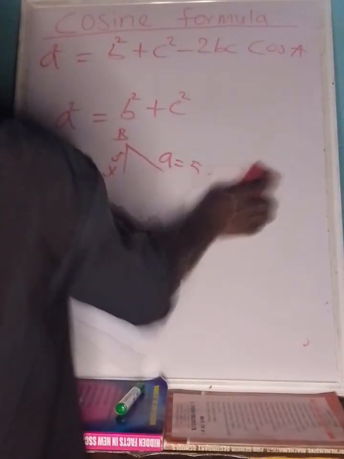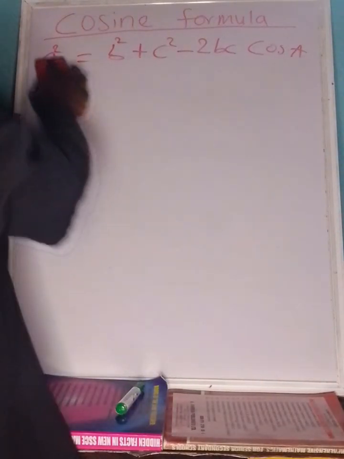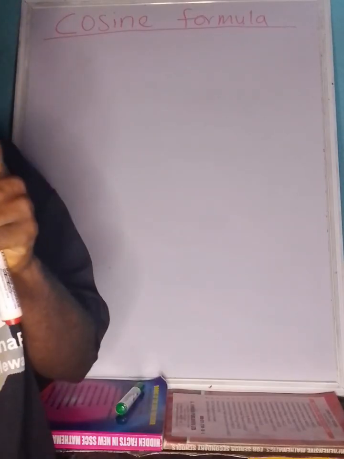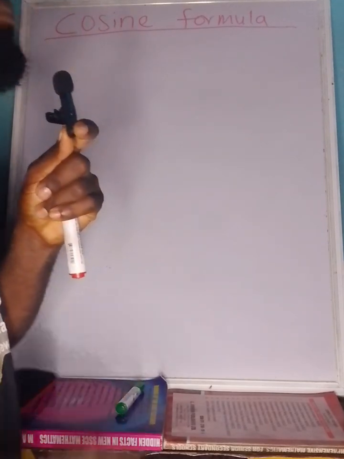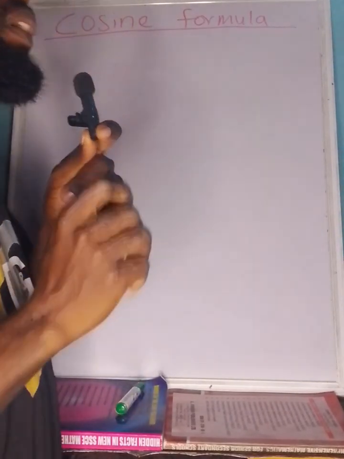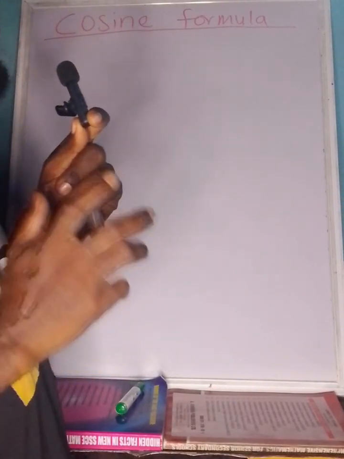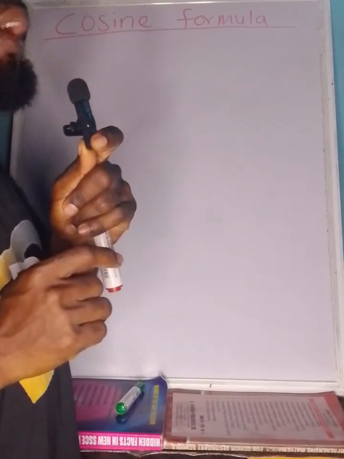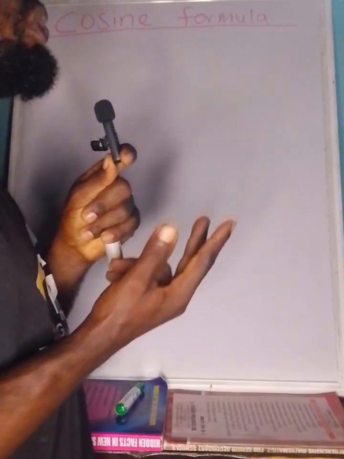So the cosine formula, which I have written above, is an extension of Pythagoras theorem. You understand? Having seen the cosine formula, I'm erasing it so that I will sketch a scalene triangle. The cosine formula is derived using a scalene triangle. A scalene triangle is a triangle in which every side is unique and every angle is unique. No side is equal to another side and no angle is equal to another. Definitely, if no two sides are equal, no two angles can be equal.